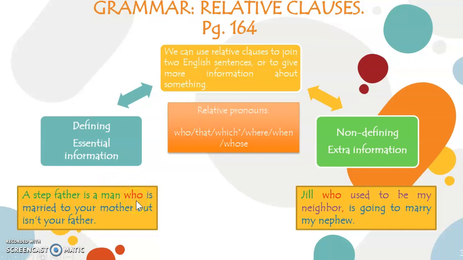Perfect. Let's see what's going on in here. They are telling us also that for defining relative clauses, one piece of information depends on the other piece of information. I cannot skip one of them because then my sentence or my clause is not going to make any sense. What does it mean?